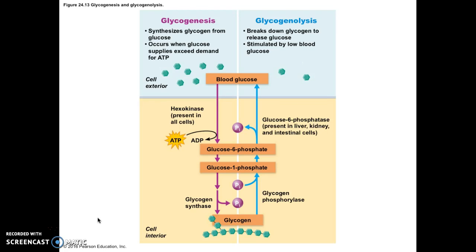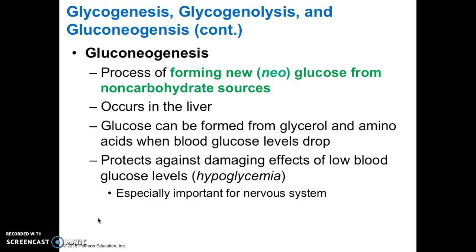Because glucose can readily diffuse from the cell into the blood, the liver can use its glycogen stores to provide blood sugar to other organs when the blood glucose level drops. Gluconeogenesis is the process of forming new glucose from non-carbohydrate sources. This occurs in the liver. Glucose can be formed from glycerol and amino acids when blood glucose levels drop.